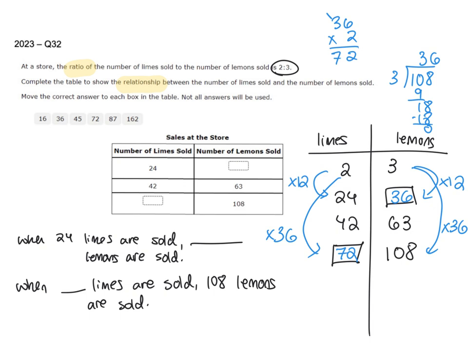There's always more than one way to find answers using a ratio table. All right, so that means 24 limes goes with 36 lemons, and 72 limes goes with 108 lemons. So let's fill that in my answer choices down here. And that's an example of how you can use ratio tables to make solving problems like this one easier.